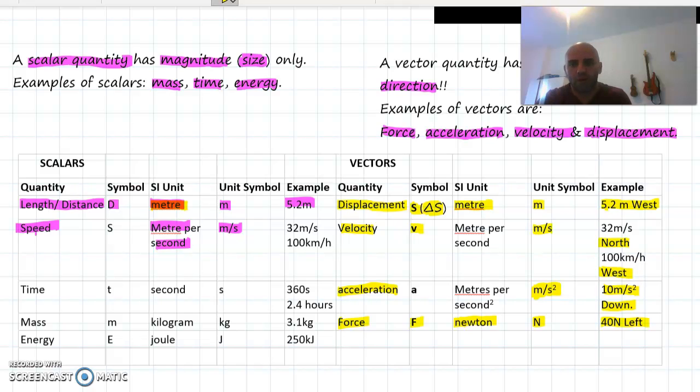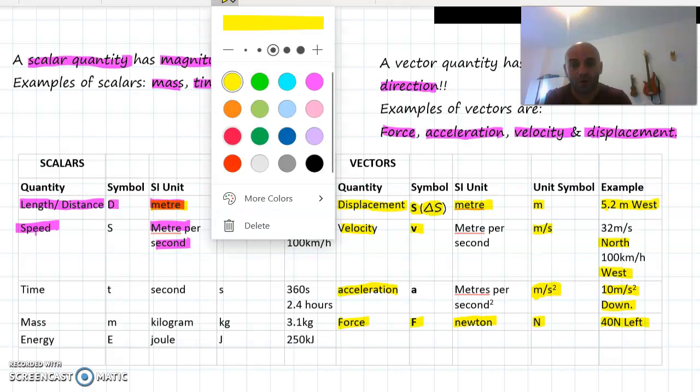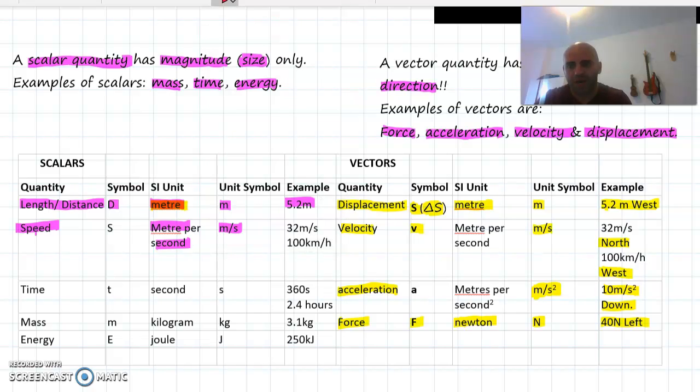A couple of other scalar quantities that we would already be familiar with are time. So time is a scalar, doesn't have direction. Mass is also a scalar, does not have direction. And energy. Energy is an interesting one, and we'll come to that later on during the year. And the unit for energy is the joule. Okay, so hopefully that makes a bit of sense.